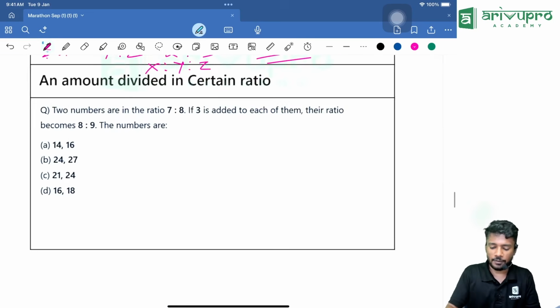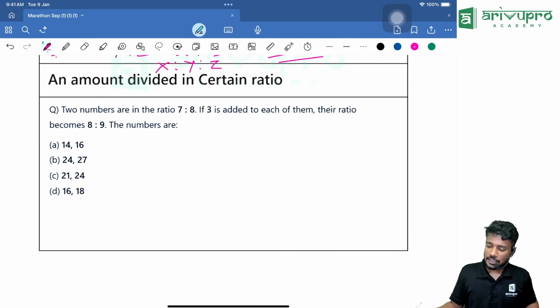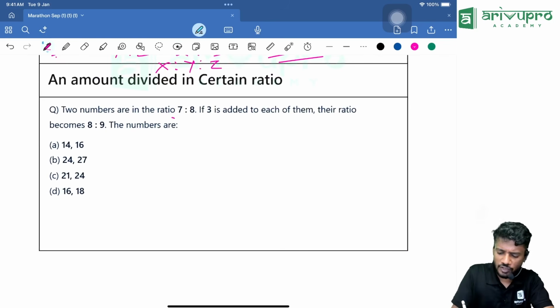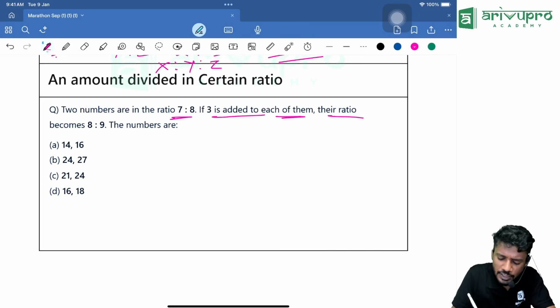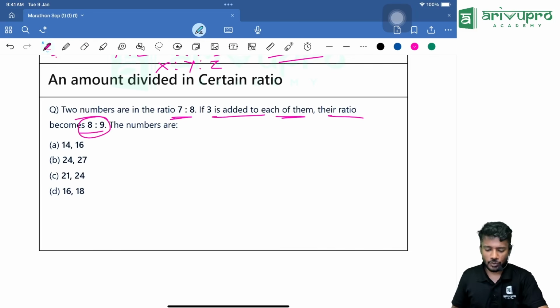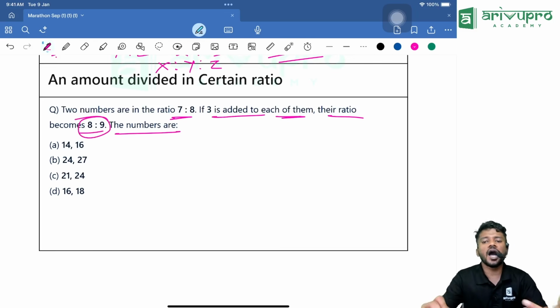Next one. Two numbers are in the ratio 7:8. If 3 is added to each of them, their ratio becomes 8:9. The numbers are.